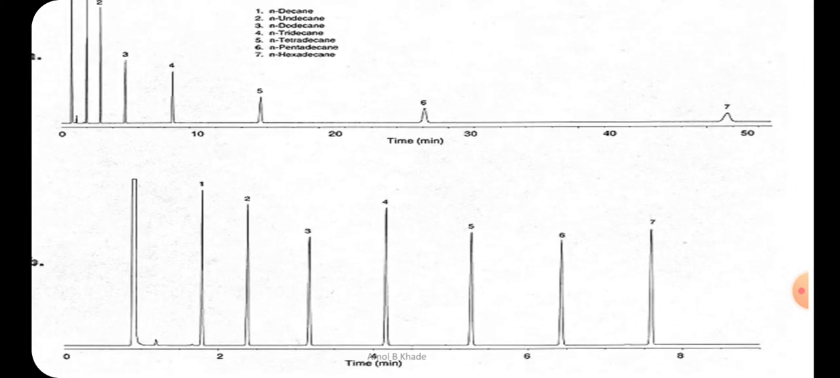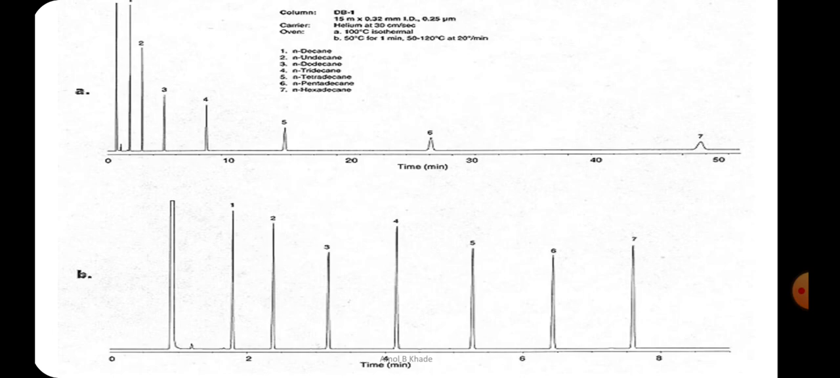Now in the second condition, we can gradually keep increasing the temperature at a particular interval of time. For example, in this case, you can see we started the experiment at 50 degrees Celsius for 1 minute, and after 1 minute the temperature was changed. How was it changed? 50 to 120 degrees Celsius at 20 degrees per minute. So we started with 50 degrees Celsius. After 1 minute, for each next minute we increase by 20 degrees until it reaches 120 degrees Celsius.